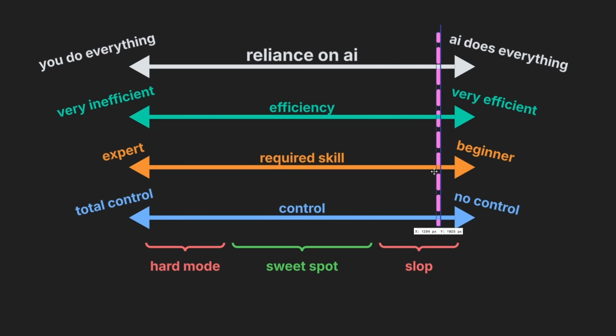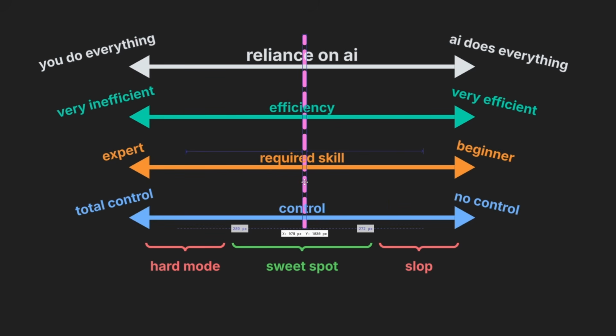So now let's talk about what that side of the range looks like, where you do everything yourself. Now it's very inefficient. You are making all the decisions. You are writing all the code. It's kind of tedious. You do have to be an expert in a whole bunch of different concepts. But the upside is now you have total control over the outcomes. So I'm going to call this side of the range hard mode, and I'm going to call this side of the range slop. And I'm going to argue that the sweet spot is somewhere in the middle here.